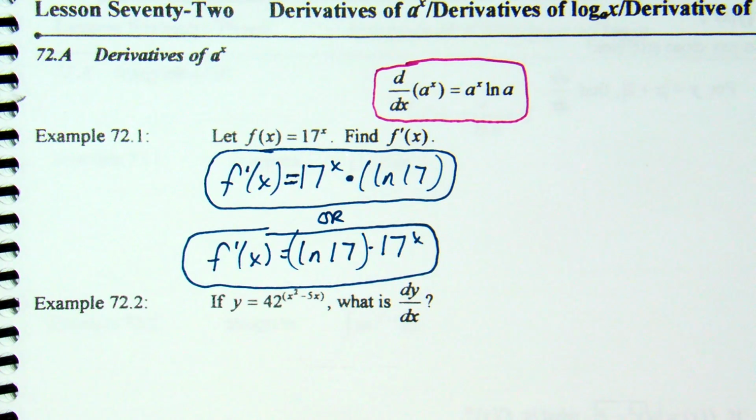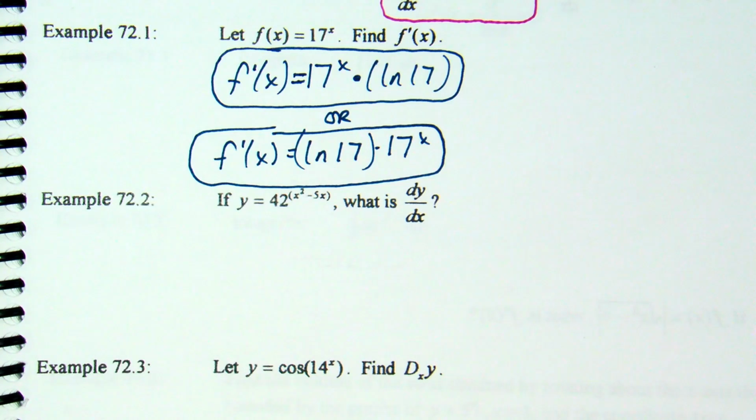Example 2. If y is 42 to the power of x squared minus 5x, what is dy dx? Yes. Now you got it also the derivative of the inside times that. I would call it the derivative of that thing, is what you're referring to.